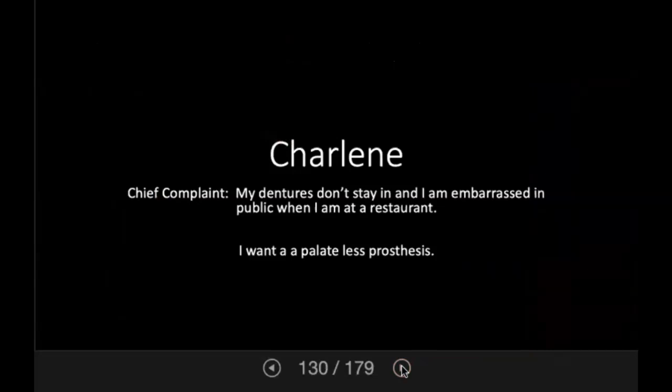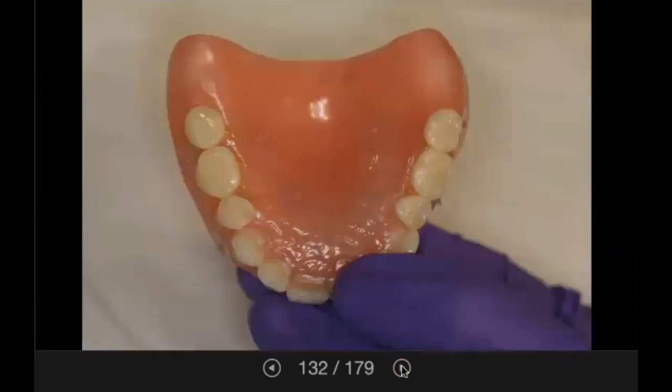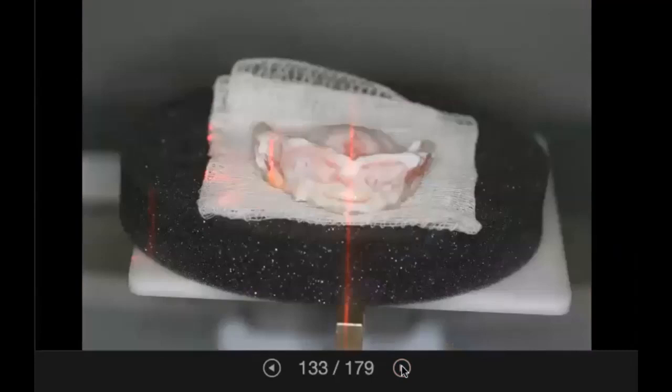This is Charlene. Charlene is a 72-year-old edentulous female desiring a removable, palateless maxillary prosthesis with, as she says, extra retention. Fiducial markers are placed on her pre-existing maxillary denture. The maxillary denture is relined and scanned for the exportation of an STL file to begin her implant workup.